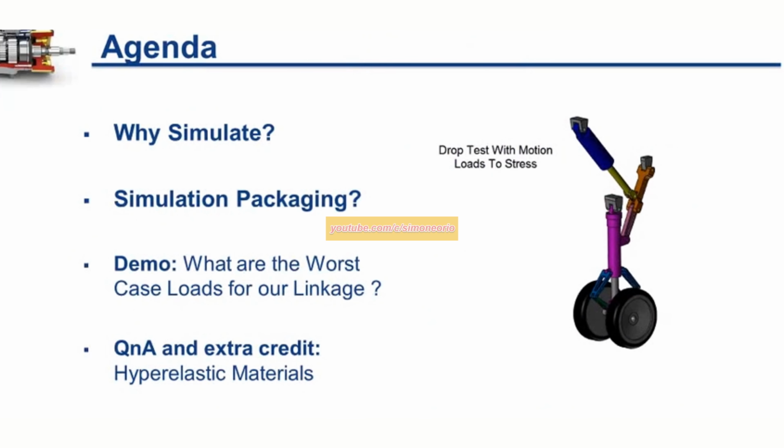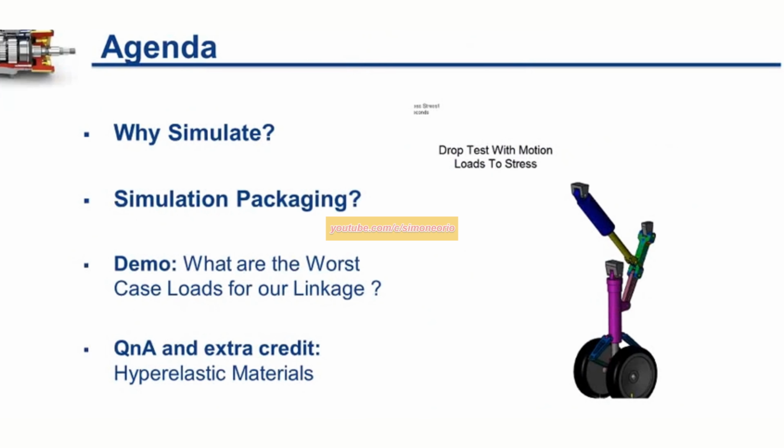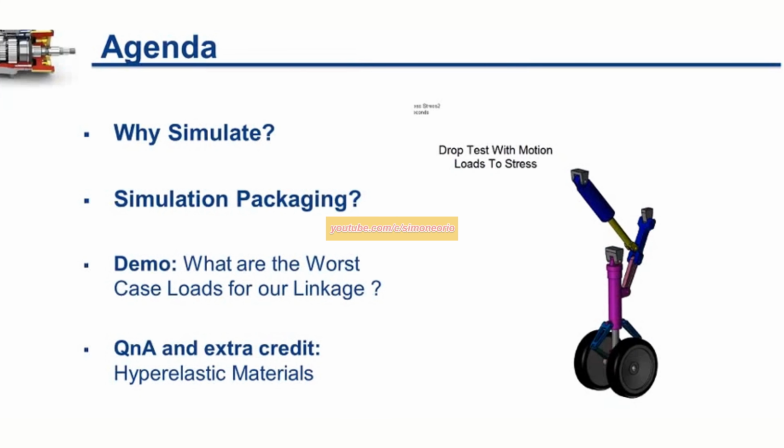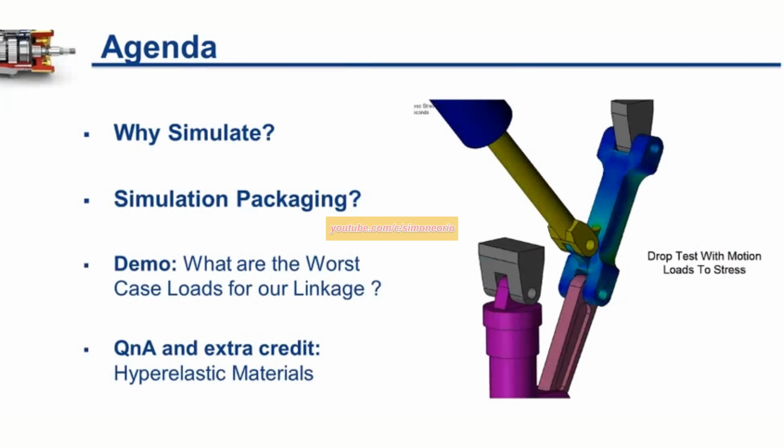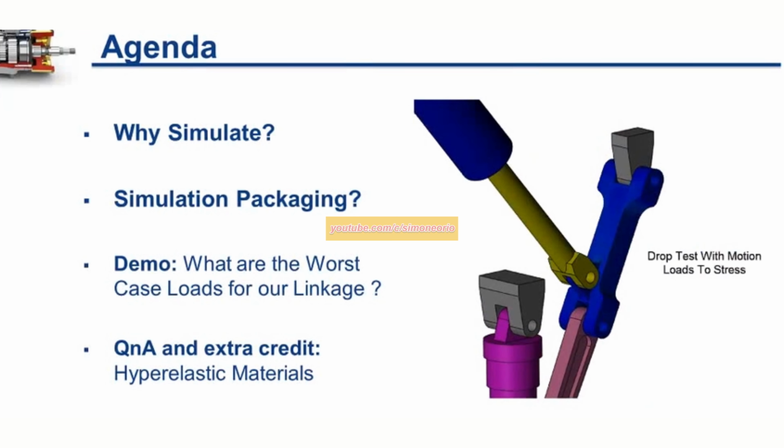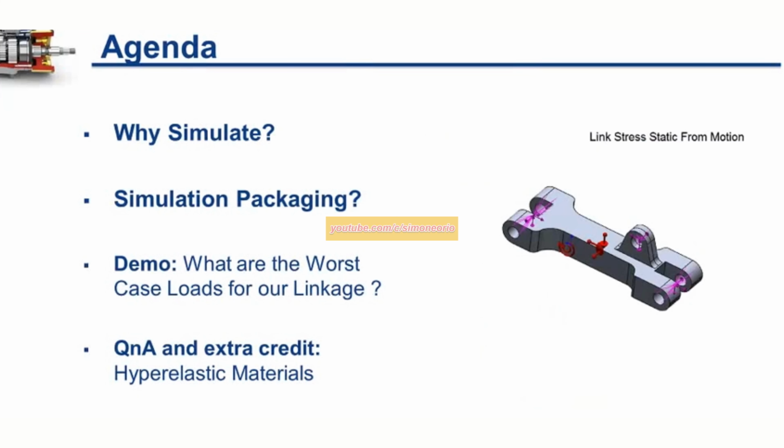So the agenda today is, we're going to go into a little bit more about why we want to simulate and look at the simulation packaging, how it relates to the demo that we're going to do today. And then we're going to look at our linkage that's animating right now. What are my worst case loads under multiple conditions?